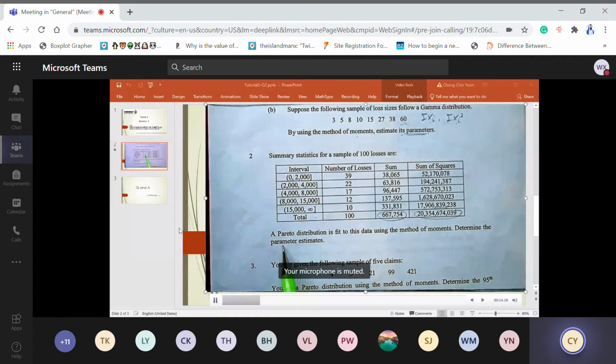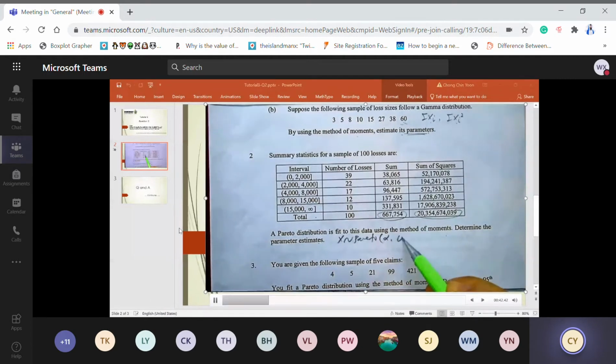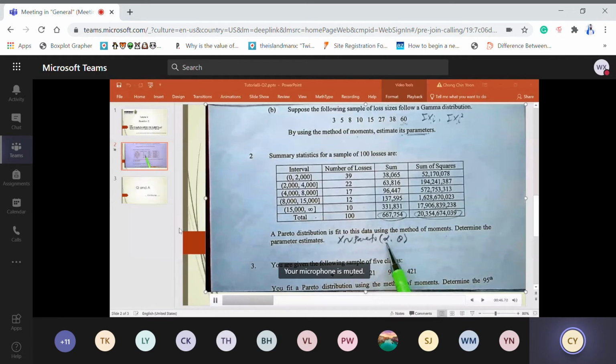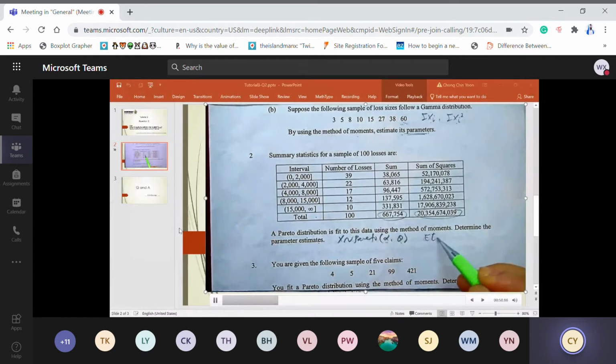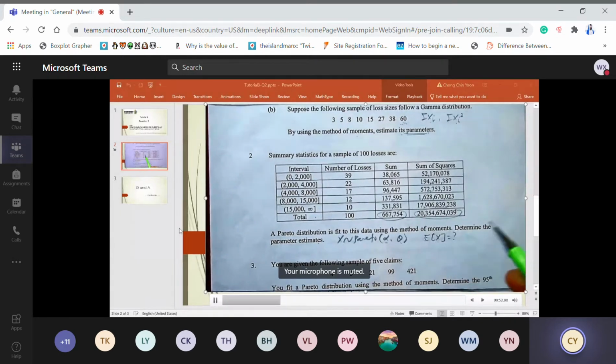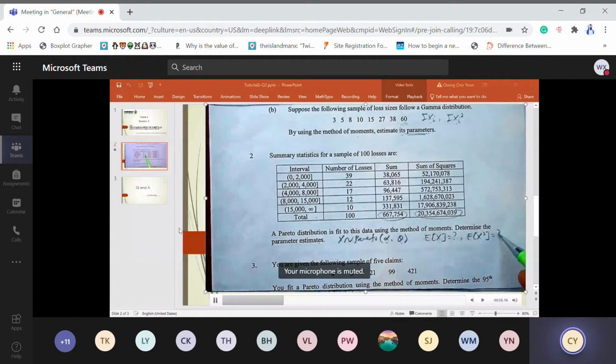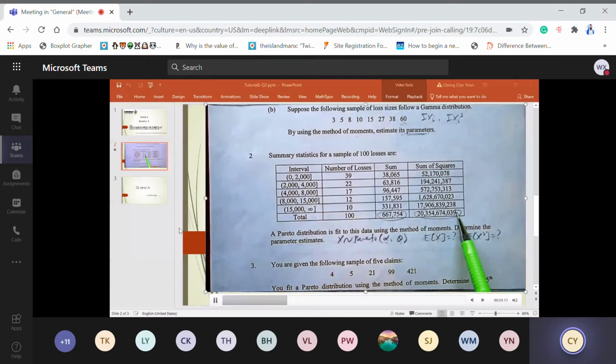Determine the parameter estimates. So we let X be Pareto distributed with the parameters alpha and theta. So we need to estimate these two parameters by using the method of moments. That means we have to calculate the first raw moment and the second raw moment from the information here.